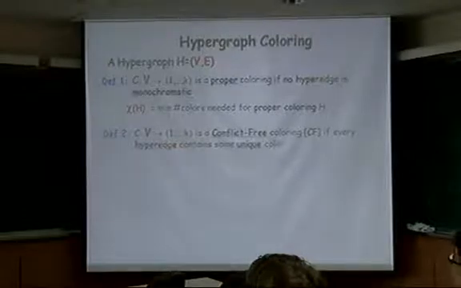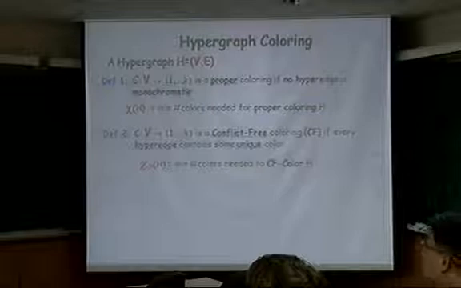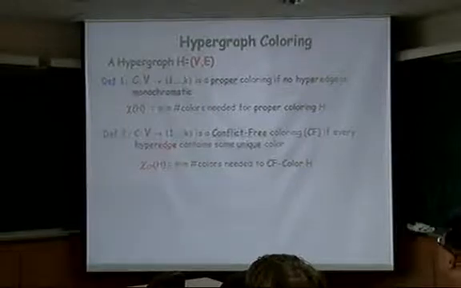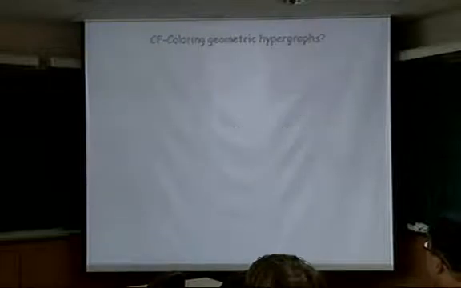Okay. So of course, any conflict-free coloring is also a proper coloring, because if you have a hyperedge and it has some unique color, then obviously there is another color, if there are at least two elements. And the CF chromatic number is again the minimum number of colors needed to CF color that hypergraph.